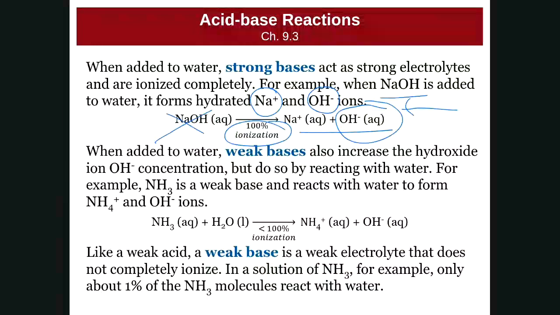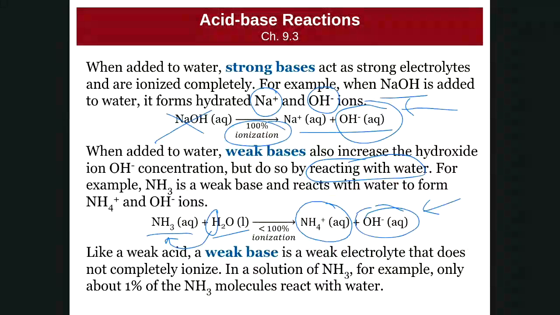Weak bases also do this, but not by dissociating, by reacting with water. So you can see here with ammonia reacting with water, the ammonia and the water molecule react to form the ammonium ion and the hydroxide ion. So we gain a hydrogen from the water and you're left with hydroxide. So we did increase the hydroxide ion concentration, but we did not do it by breaking apart this ammonia molecule. We added a hydrogen to it to make it an ammonium ion.